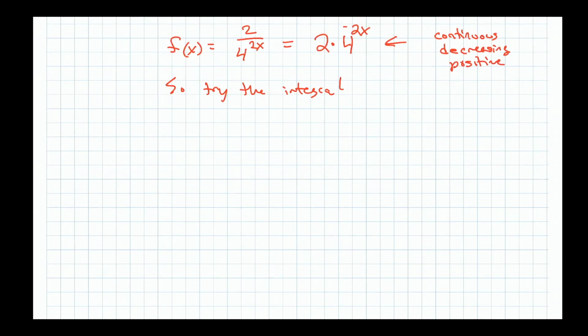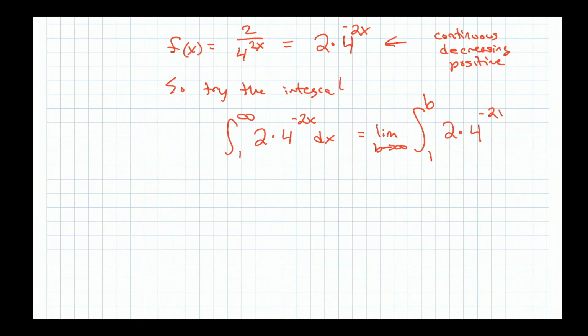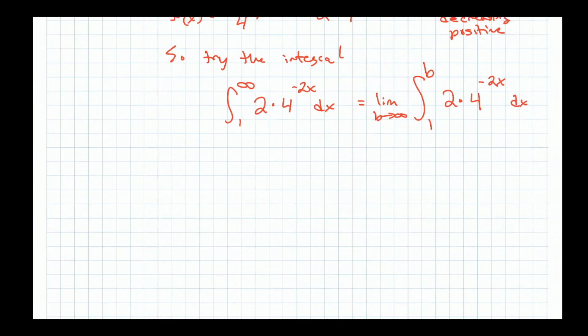Try the integral. So you have the integral from 1 to infinity of 2 times 4 to the negative 2x dx. All right. So how would we do this? Well, we're going to need to rewrite it, of course. Limit as b goes to infinity because it's improper, integral from 1 to b of 2 times 4 to the negative 2x dx, of course.